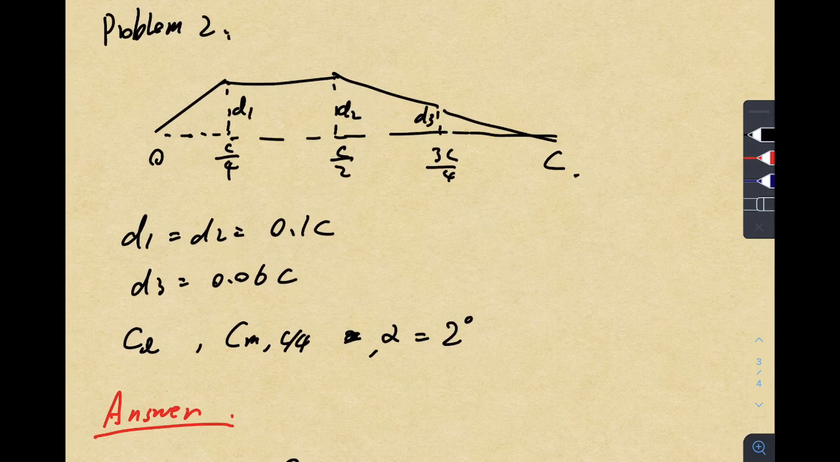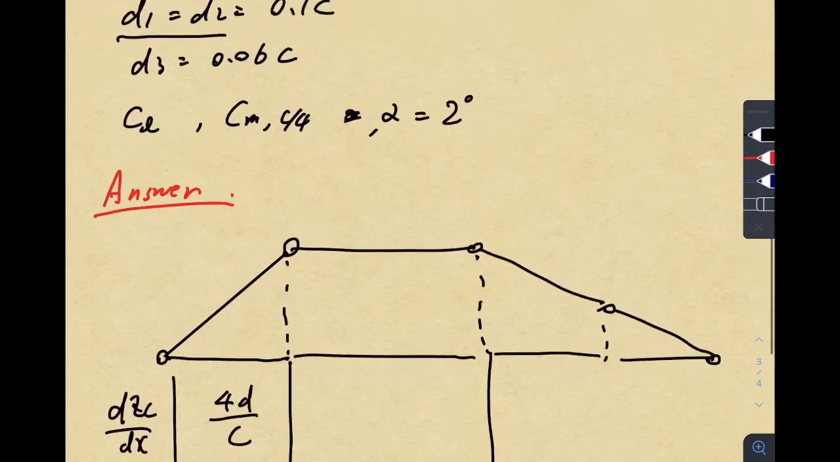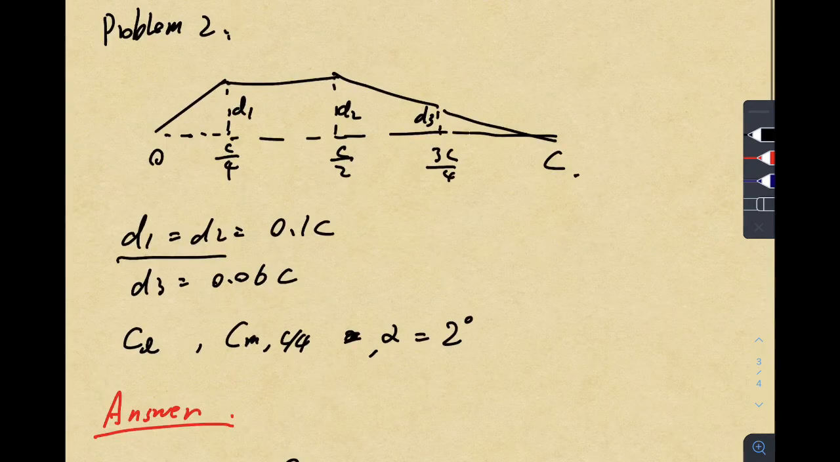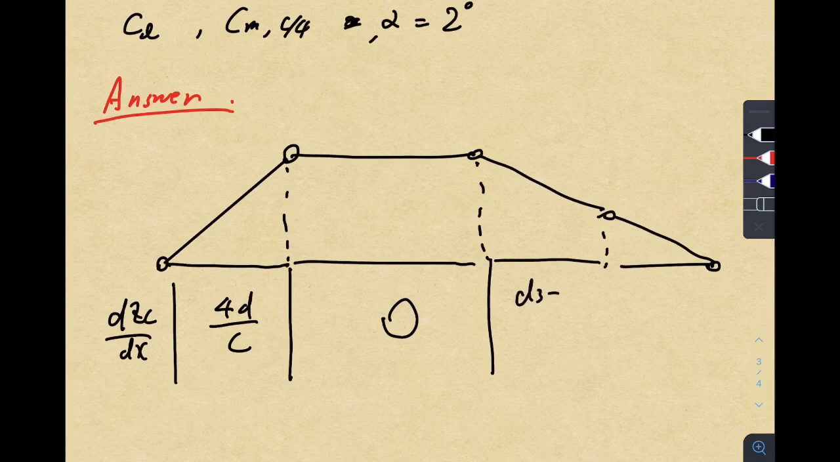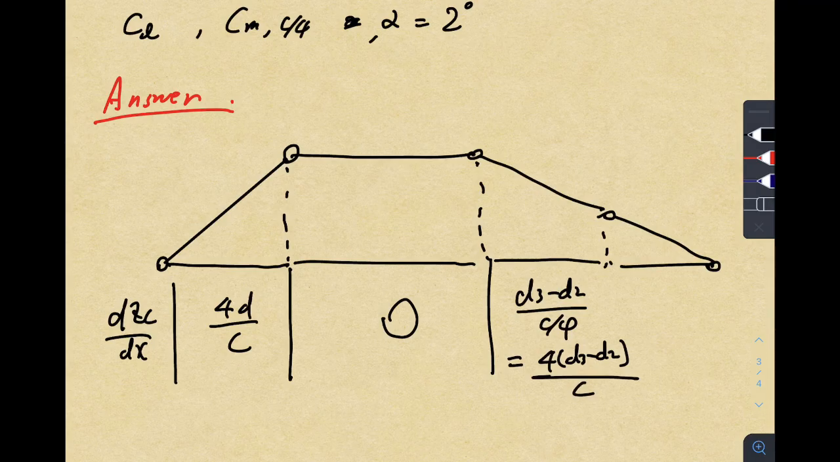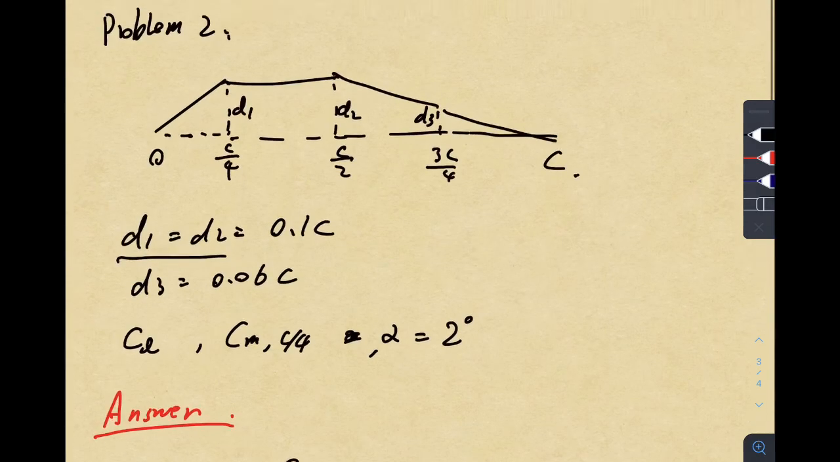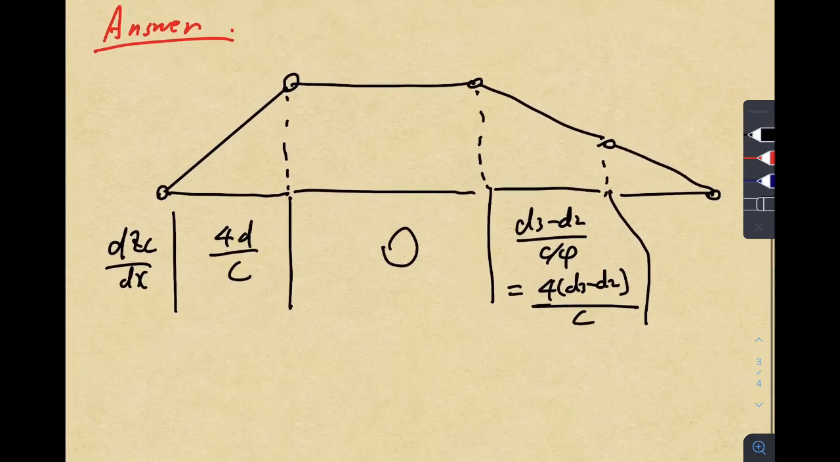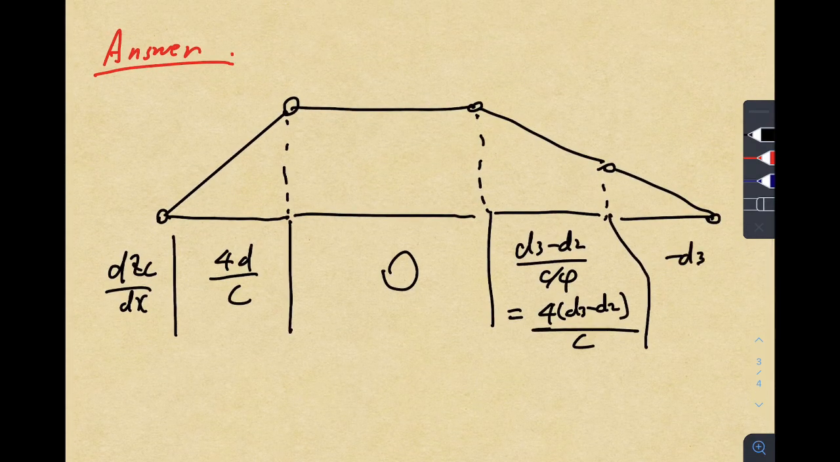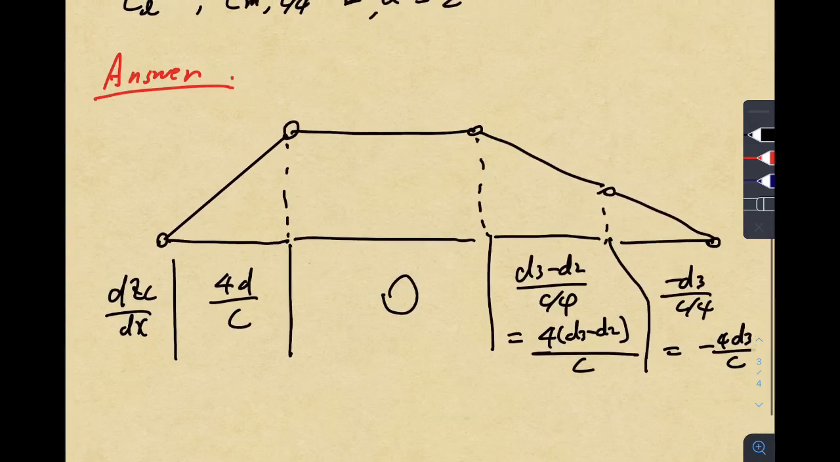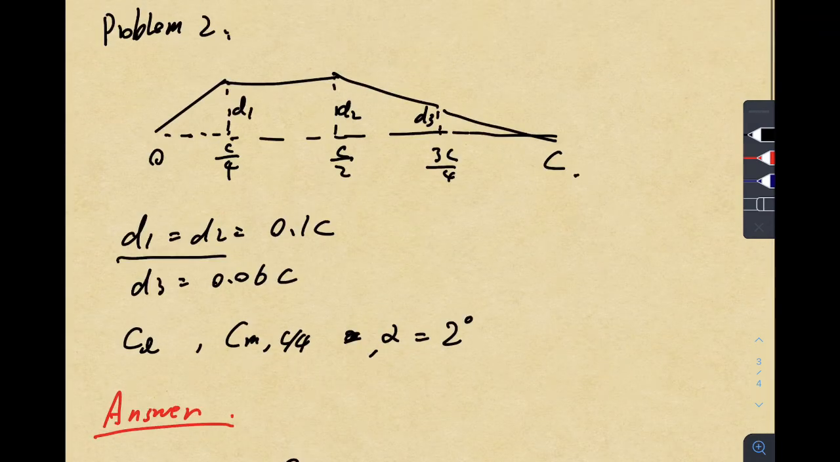And for the second block, because d1 equals d2, the slope will be 0. For the third part, that would be d3 minus d2 over c over 4, which is 4 times d3 minus d2 over c. The last part is 0 minus d3 divided by c over 4, that would be minus 4d3 over c. So this is the slope.